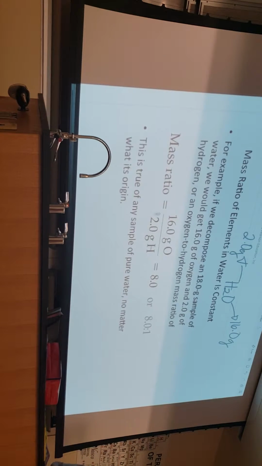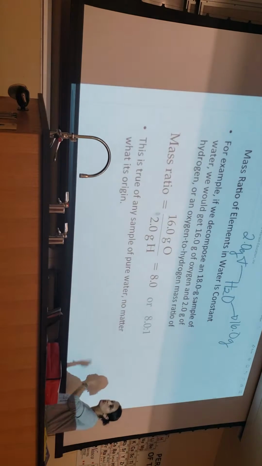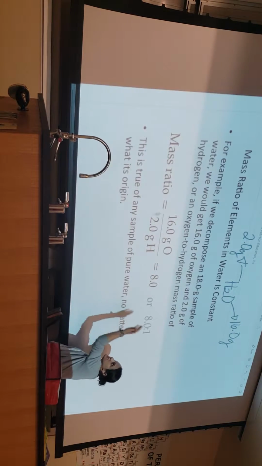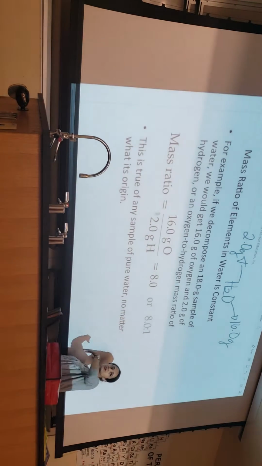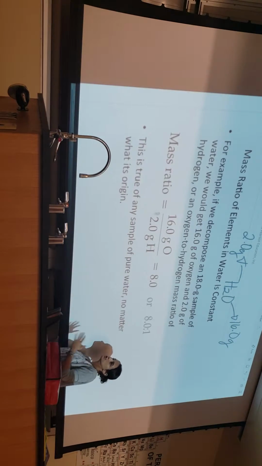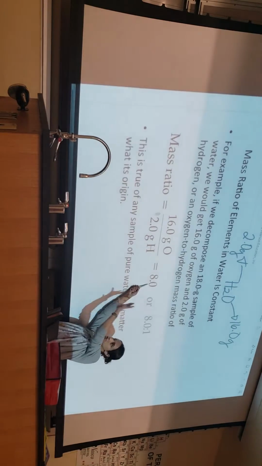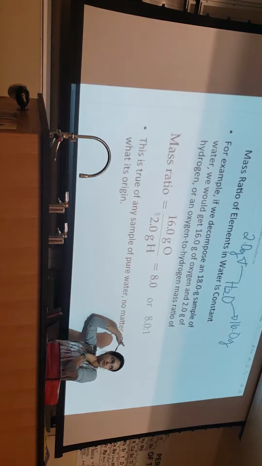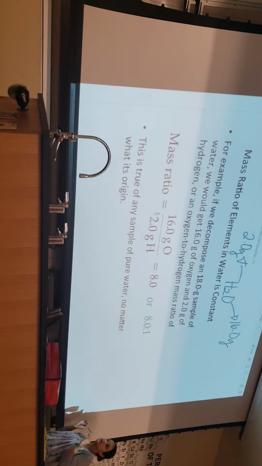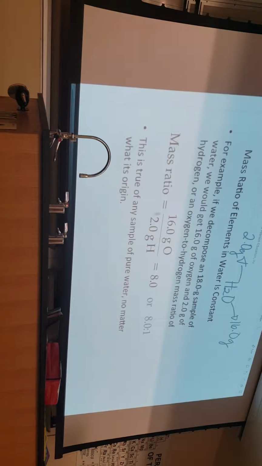They want the mass ratio. So here we're looking at the mass ratio. Now it doesn't matter how much water I use. This was 18 grams. I could have used 3 billion grams. The ratio between the oxygen and the hydrogen, the mass ratio, will always be the same, 8:1. So it doesn't matter if I have 500 grams of water. When it decomposes, it's always going to have a ratio of 8:1 every single time.